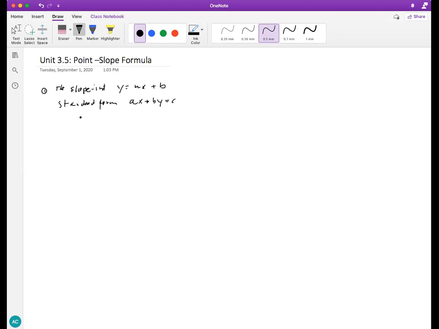Also talked about the slope formula. So this is the slope-intercept form, and this is the slope formula, where we called the slope m, and that was y2 minus y1 over x2 minus x1. So you can call this a little review here, a review of the previous formulas we talked about.